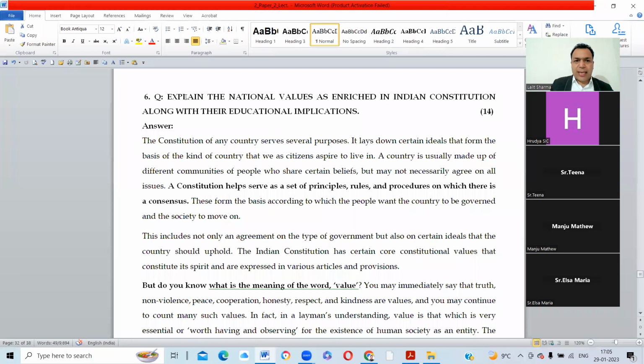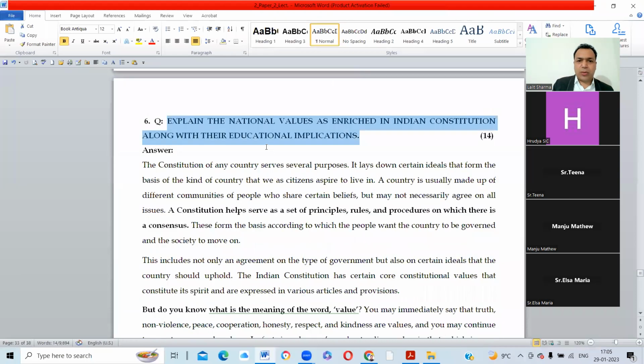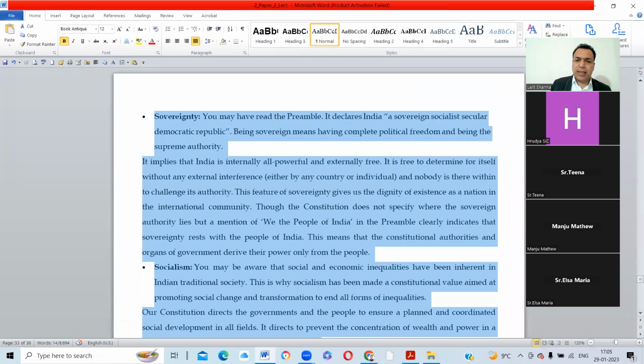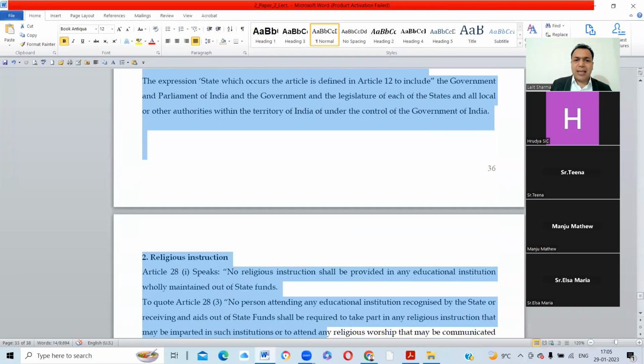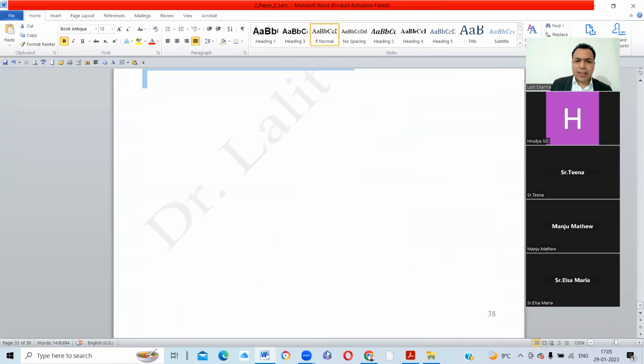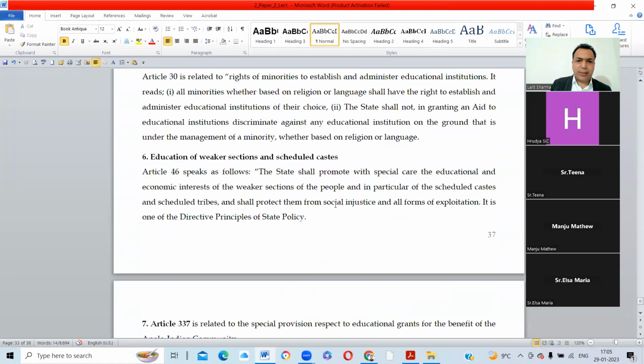Okay, the next question is: explain the national values as enshrined in the Indian Constitution along with their educational implications, right guys? So I have made these notes for you. Okay, so you have to learn this by yourself. Okay, the next 2 or 3 questions I will send you guys, right? Yes, up to 6 I have done.